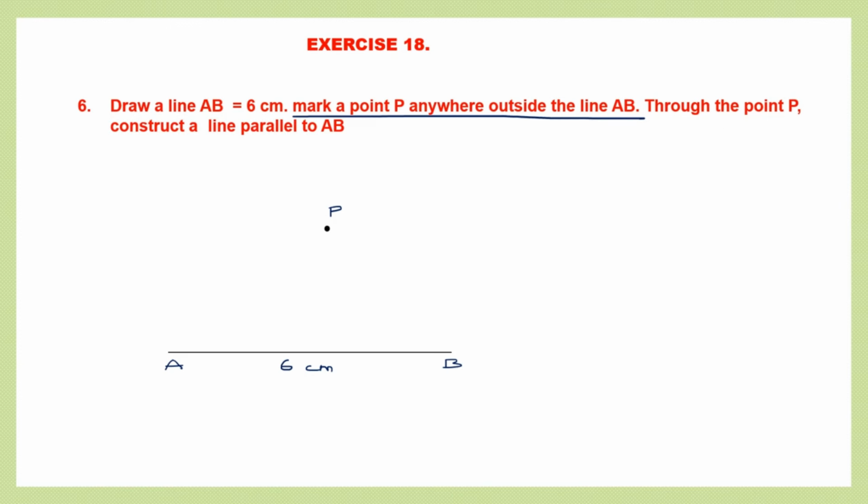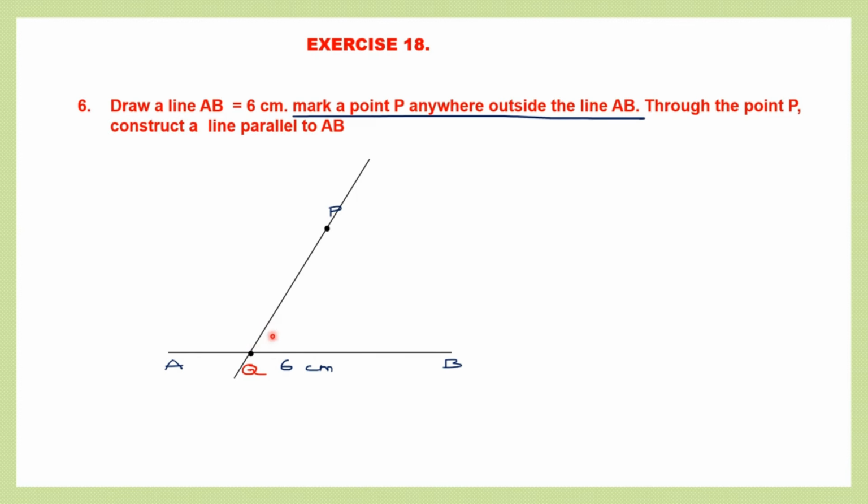Now the next part is through the point P, construct a line parallel to AB. Now this is the point P. If we have to draw a line parallel to AB through this point, the line should come this way, isn't it? So for that line to come that way, there are some steps of construction that we have to do. First thing is, let's mark a point on the line segment AB. So we have marked a point here. Let's name it Q. So this one is Q. Next, we're going to join PQ. So now when we have joined PQ, can you see an angle is formed here?